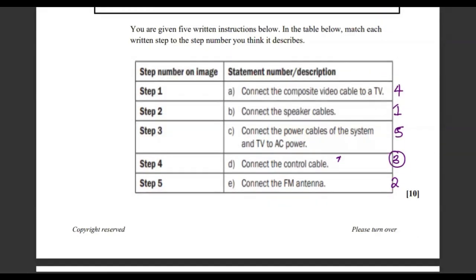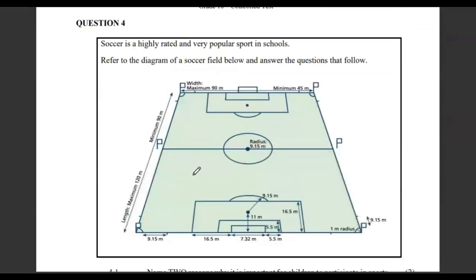You can say, step 1, you're supposed to write B. Step 2, you're supposed to write E. Right. Step number 3, we shall call it D. Step number 4, we shall call it A. Step number 5, it's the C. 2 marks each. All right, we go to question number 4.